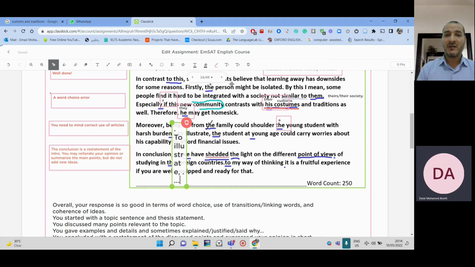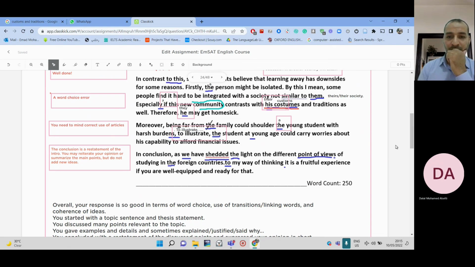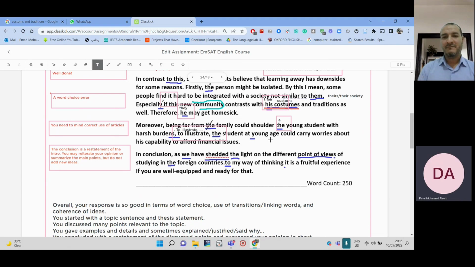And continue. Okay. So, a student, a student at young age. So age, we say ages. So it's a countable noun. We can say at a young age. Okay. At a young age.